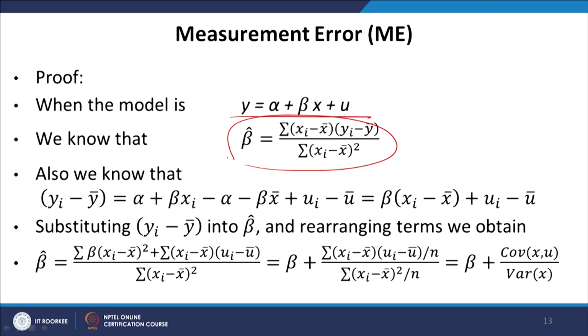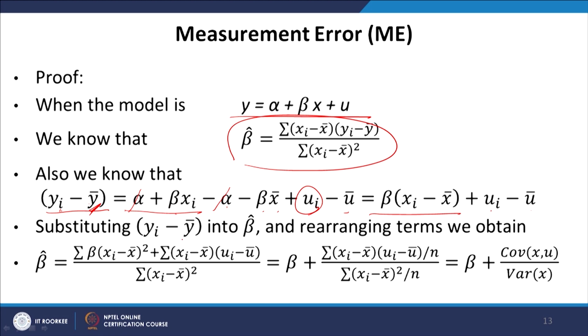Also, we know that y i minus y bar is equal to alpha plus beta x i, that is this part, plus u i, minus alpha minus beta x bar minus u bar, this corresponds to this y. Now, by collecting terms we can see that alpha cancels out, I collect beta. So, we have beta times x i minus x bar, plus u i minus u bar.